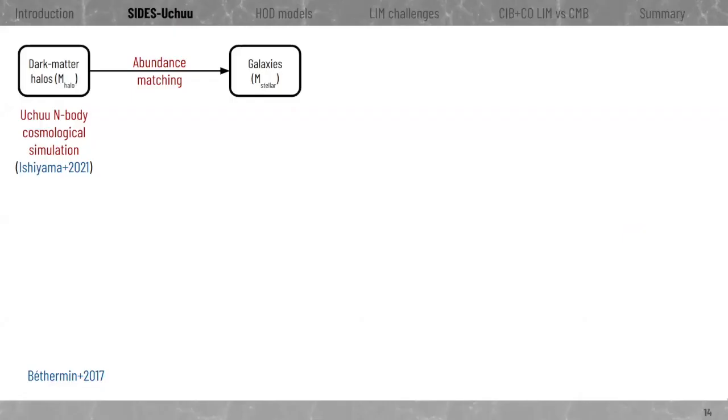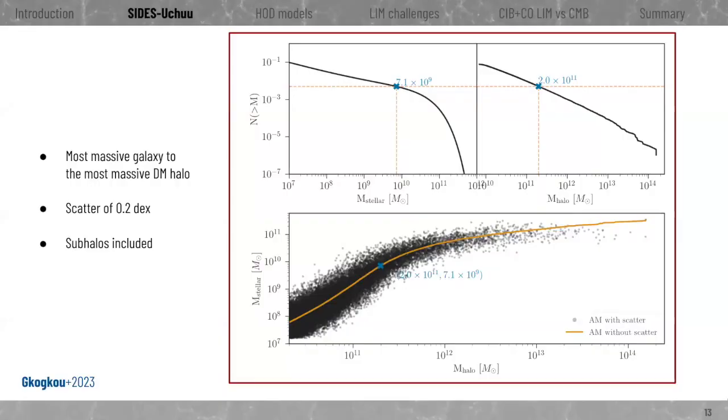May I ask? Yeah. Sorry, there is no one-to-one correspondence. Why is the mass function of the stellar mass not the same as the mass function of the halo mass?